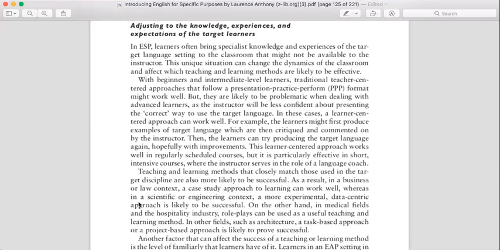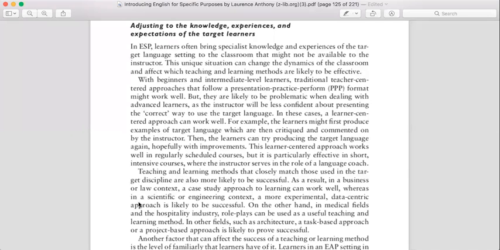Then we can adjust. If we are teaching two groups of people with different expectations and with different experience and knowledge, then we would be teaching them a different course of ESP again, right? For instance, when it comes to the level of the knowledge, we can divide the students into beginners, learners who are at the intermediate level, and those who are at advanced level.